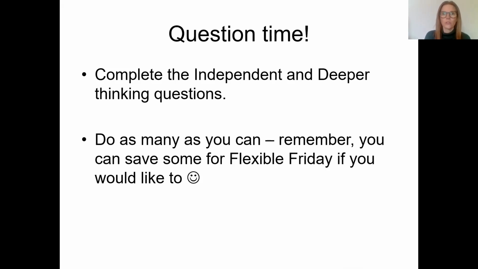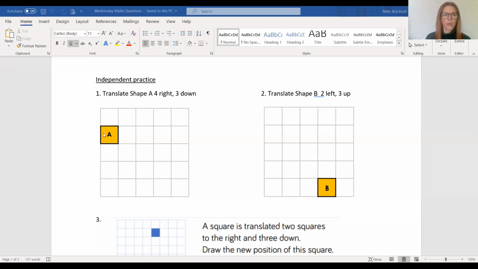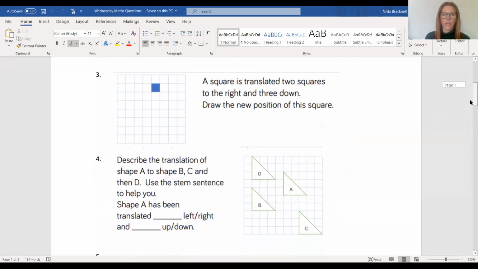Now I'm just going to stop sharing my screen with you and show you the questions that you're going to be completing today. So here are the independent practice questions, exactly like you've just seen on the video. So translate shape A, there's shape A, 4 right, 3 down. So you have to think, right, how can I move that 4 spaces right and 3 down? And it's exactly the same here for shape B. And then you've got another question here where it says, a square is translated 2 squares to the right and 3 down. Draw the new position of this shape.